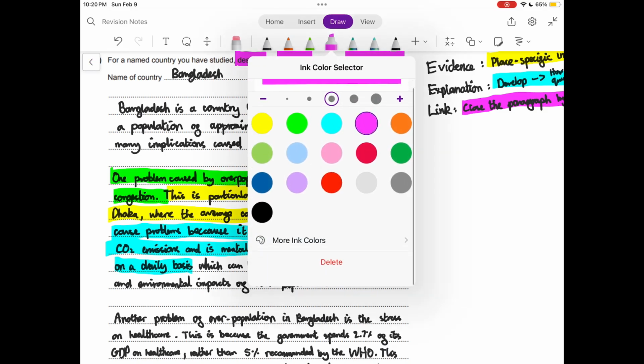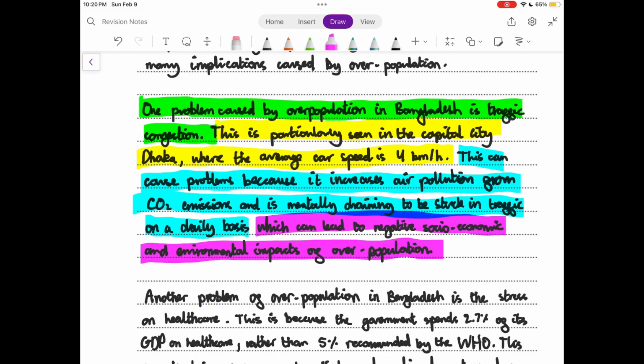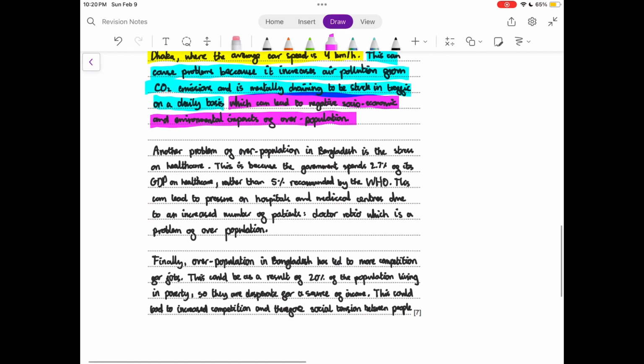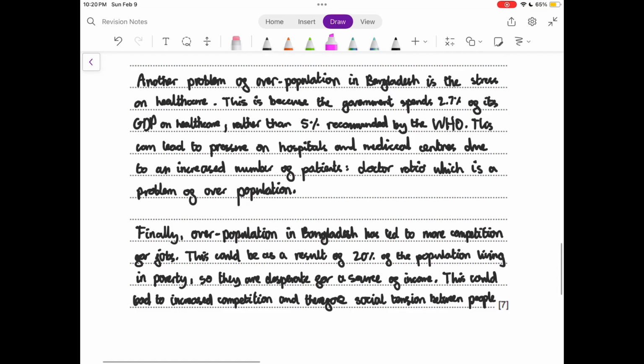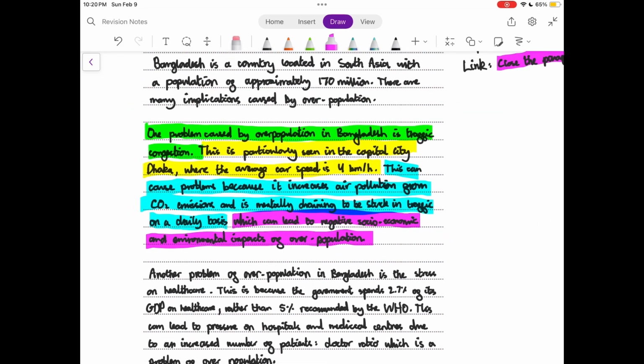Okay. And yeah, that is the basic structure that you need for a 7-marker essay, and you basically repeat that process 3 times. So here, you can pause the video if you want to read the last 2 paragraphs, but it's essentially the same structure as this first one.